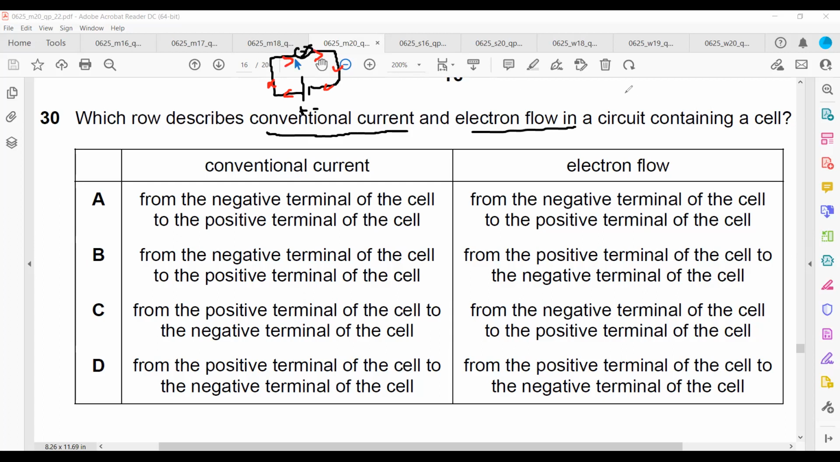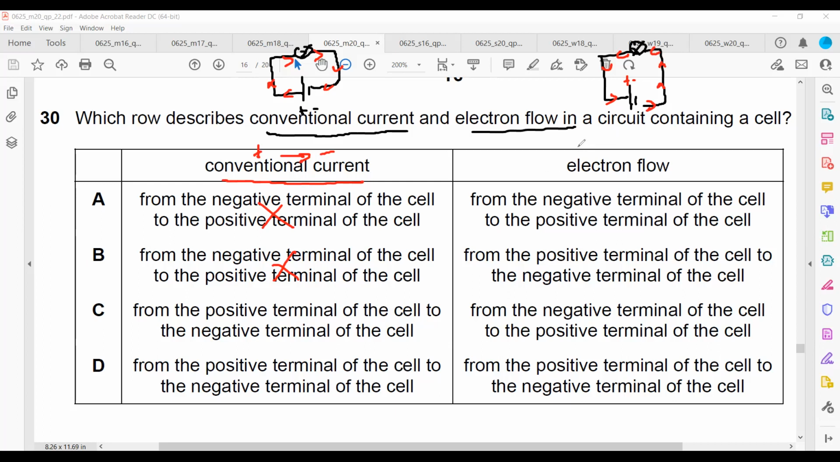But if we have a battery and we want to show the electron flow, so what is the electron flow? So electron flow is from negative terminal to the positive terminal. So which option is correct? Conventional current, what is the conventional current? It should be from positive to negative. So A is wrong, B is wrong accordingly. So it is from positive terminal of the cell to the negative terminal of the cell. So C can be an answer, D can be an answer.